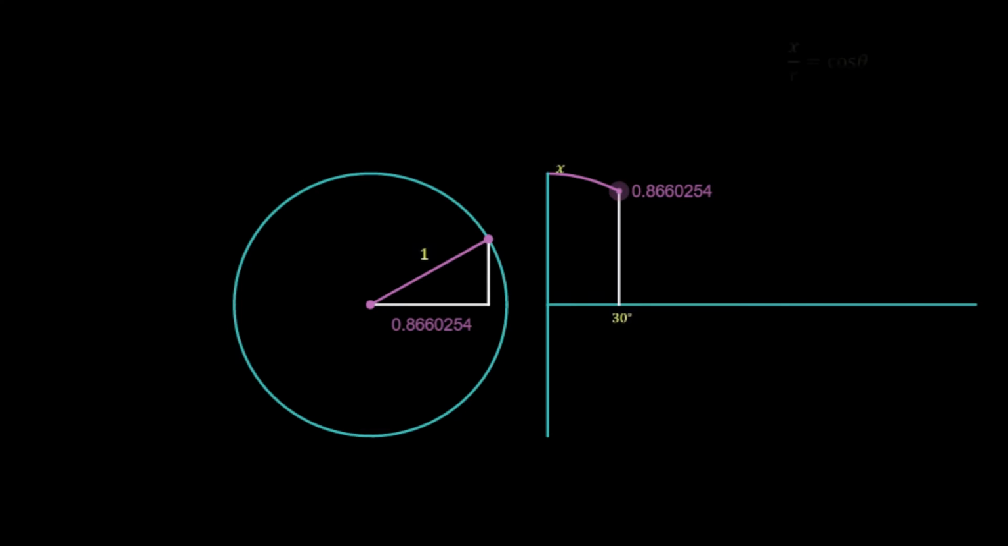We can write this mathematically as x upon r is equal to cos theta. We can rearrange this as x equals r cos theta. We can put our values in for our r, which is the hypotenuse, which is a value of 1, and the angle 30 degrees. And from the calculator, this gives us the result x is equal to 0.866, which is just this length here.